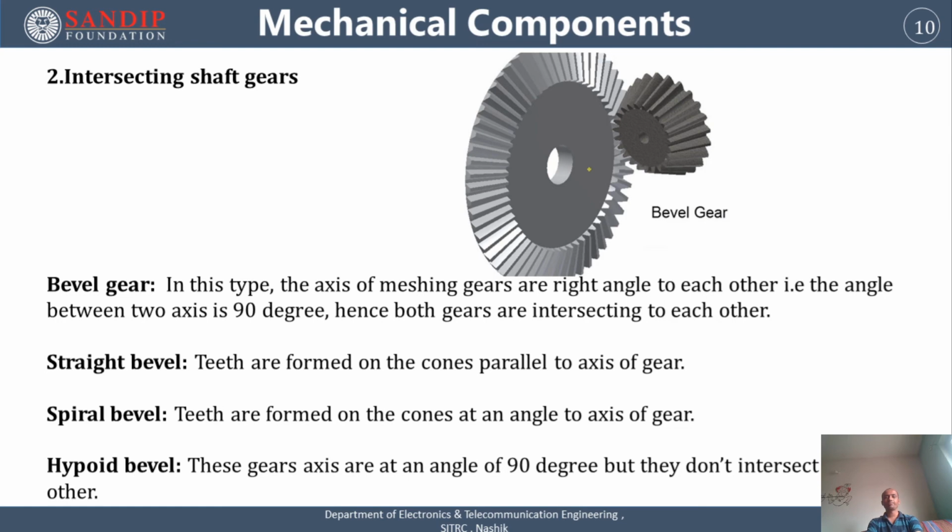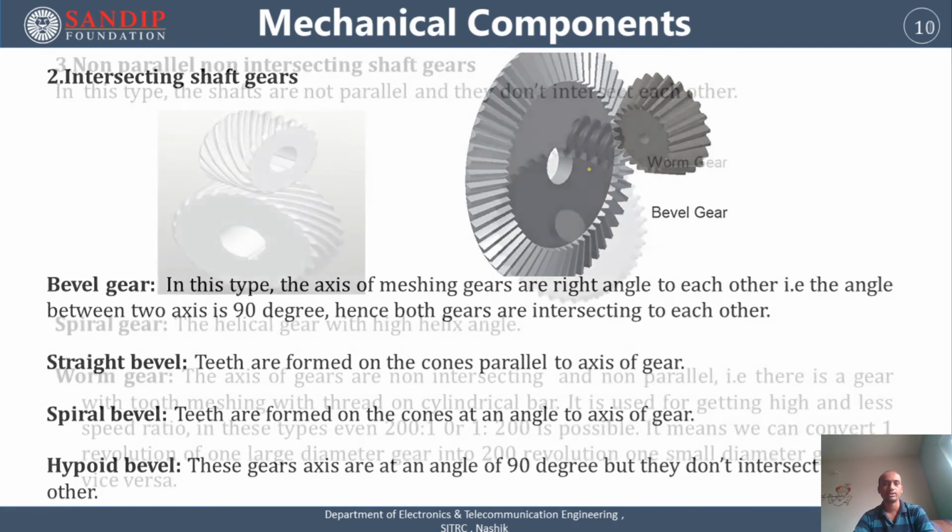Second, spiral bevel. Here, teeth are formed on the cone at an angle to the axis. They form some angle on the cones. In straight bevel, they are parallel, but in spiral bevel, they form an angle. And in hypoid bevel, the axes form exactly a 90-degree angle, but they do not intersect with each other.